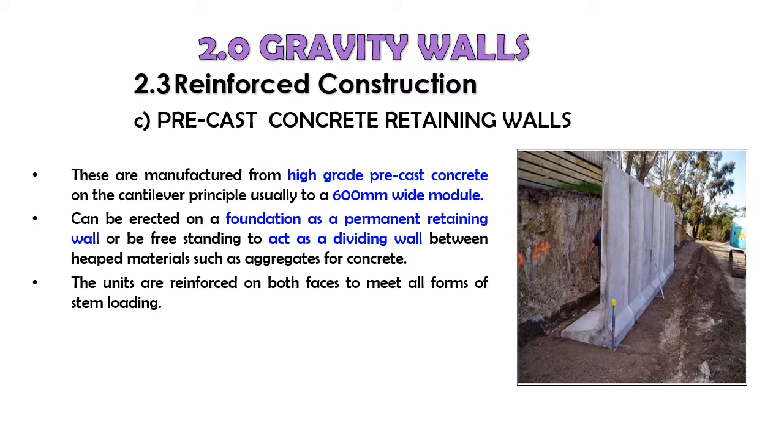The next type of reinforced construction, we have a precast concrete retaining wall. These are manufactured from high-grade precast concrete on the cantilever principle, usually to a 600 mm wide module. So different, dia bukan cast in situ, it is a precast concrete retaining wall.